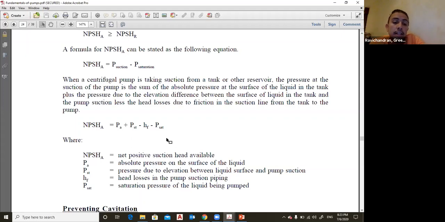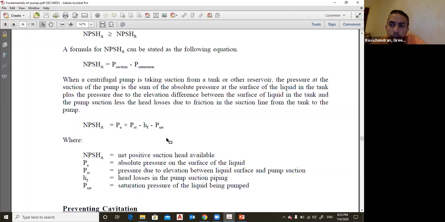H_F is related to head losses up to the suction part, not total head losses, up to suction. P_sat is P saturation, which refers to vapor pressure, and this is a property of the material, but at a certain condition, so the temperature should be mentioned, and P saturation is given in the problem. Okay, normally P saturation is given in the problem. This equation comes a lot in the exam. P saturation is given directly, P atmospheric is given directly.